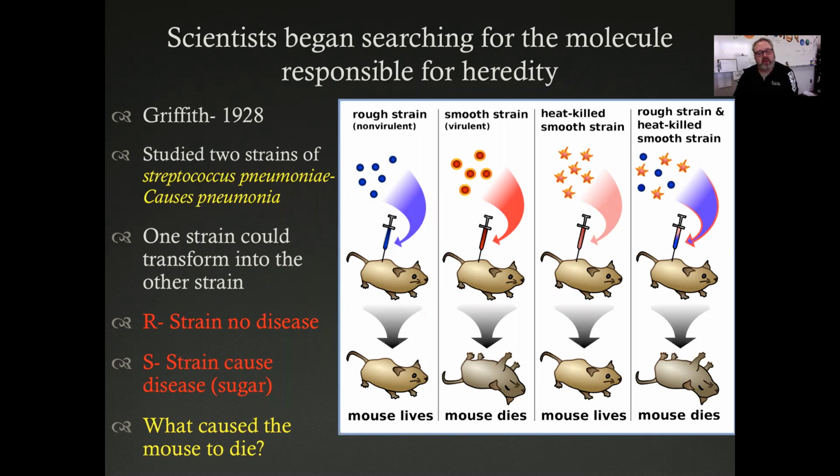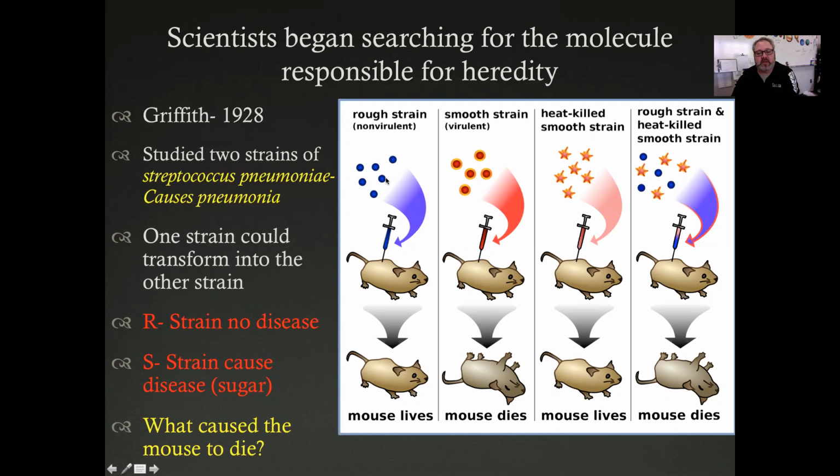The first scientist that really tried to focus in on the molecule itself that's responsible for heredity was a scientist by the name of Griffith. It was back in the early 1900s, 1928. He was studying the effect of two different strains of Streptococcus pneumoniae, which is a type of bacteria that causes pneumonia. So what he did in his experiment was he took a rough strain, non-virulent, so not the bad one, the one that doesn't cause a lot of harm, and then a smooth strain, which was virulent, and he injected mice.